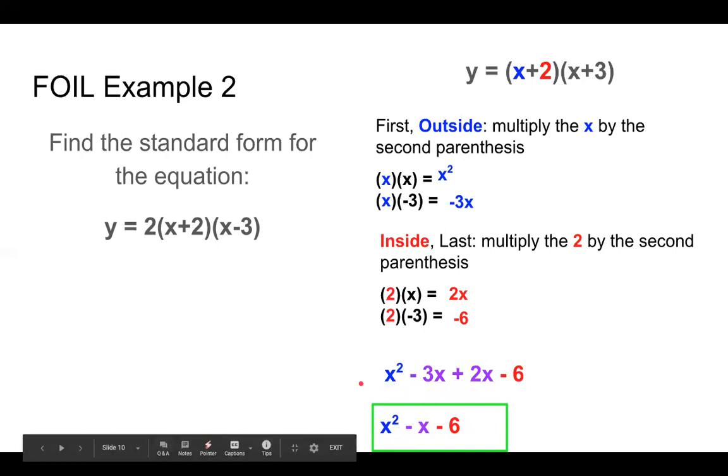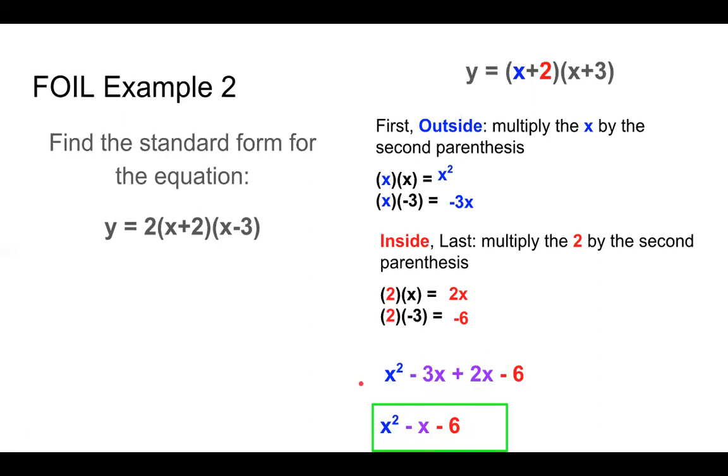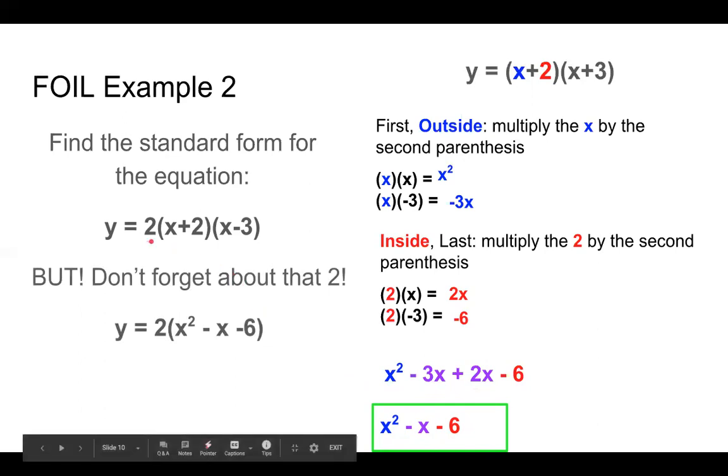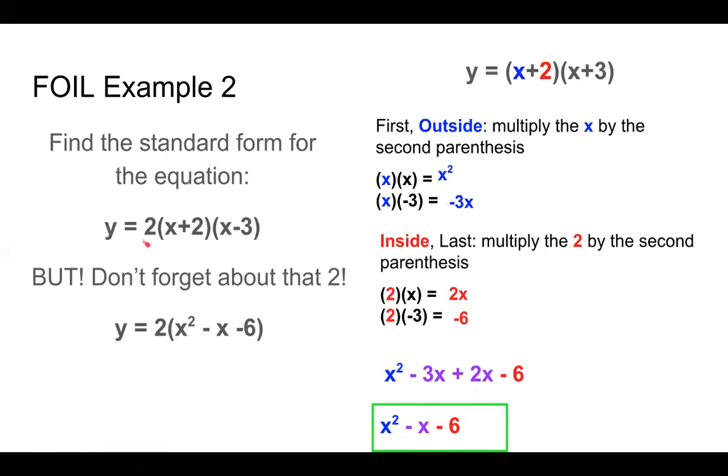Now, is this my final answer for this problem? No, we can't forget about the 2 that was out front. This is going to happen in our equations next week for our catapults. There's going to be an amplitude that's going to be out front that we're going to have to distribute as well. But that's okay. Save it for the end. Once you've done all of the foiling, we can take care of this pesky 2 afterwards.